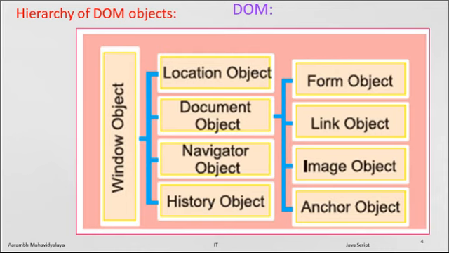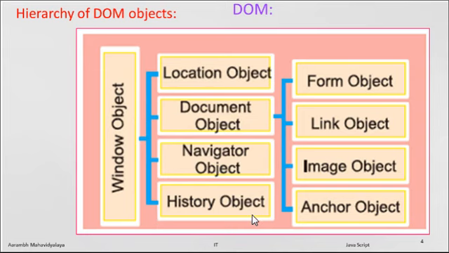Then DOM hierarchy. Hierarchy means how it is bifurcated. First of all, DOM comes under the Window object. Window object is the parent object, and under this parent object we have the Document Object Model. This window object has 4 types of sub objects. First is the location object, second is the document object, third is the navigator object, and fourth is the history object.